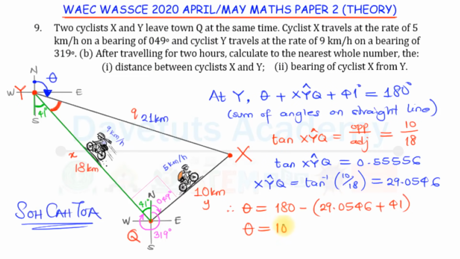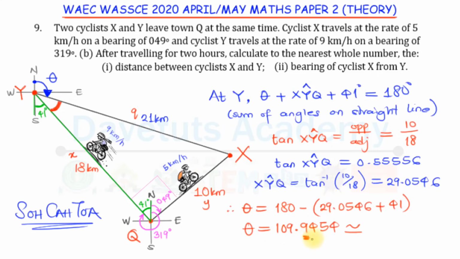109.9454. But look at the question. They told us to get it to the nearest whole number. So we need to approximate this. In short, bearings are always expressed only in 3 digits. You don't put a decimal place in bearings. So that means we need to knock out this particular 9.